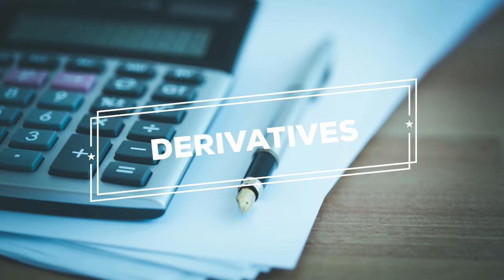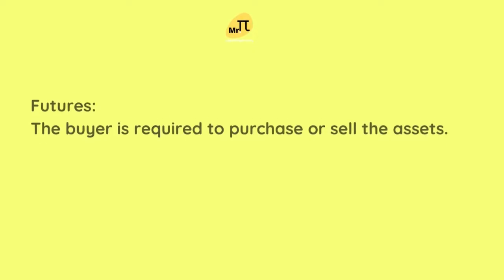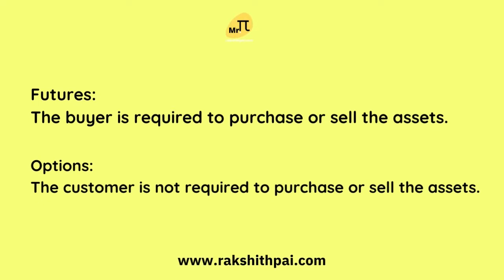Differences between futures and options. Although both futures and options are classified as derivatives, they are slightly different. In a futures contract, the buyer is required to purchase or sell the assets, whereas in an option contract, the customer is not required to purchase or sell the assets.